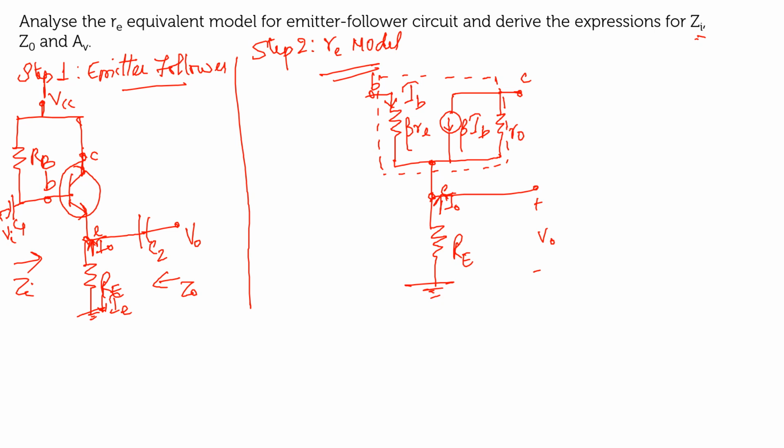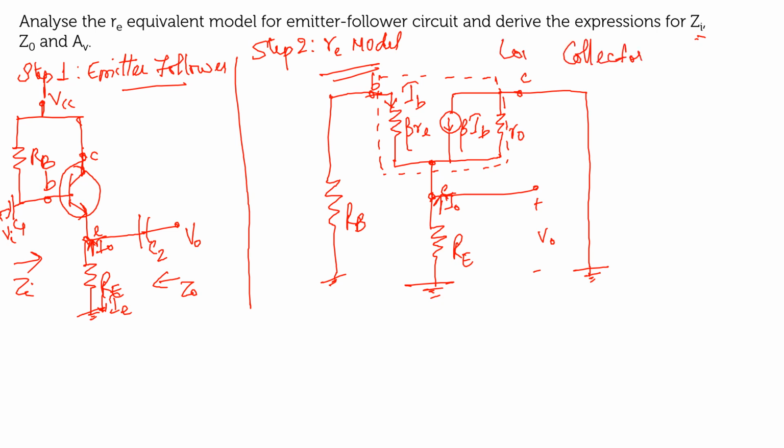I think you know the basic preliminary step: when you convert to an re model, the capacitors should be shorted and VCC must be shorted. If VCC is shorted, RB goes directly to the ground, so from the base you have RB, and the collector also goes directly to the ground. Since the collector is at ground, it is also called the common collector configuration, another name for the emitter follower. In the emitter follower, the voltage gain will be approximately equal to 1. The output follows the input. These are some of the important terms of the emitter follower. Now we are going on to the topic.